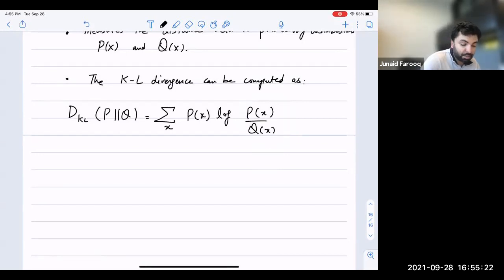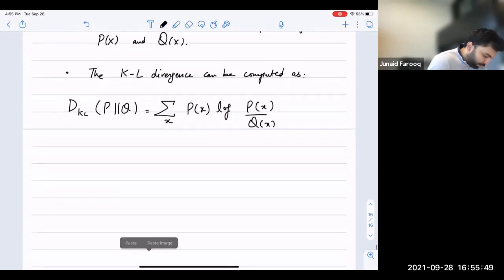If it was just P, this thing here would be the information content or entropy of X, the random variable, which in this case is X. But now we have two different distributions to describe that random variable. So we can take the ratio and compute the relative entropy.